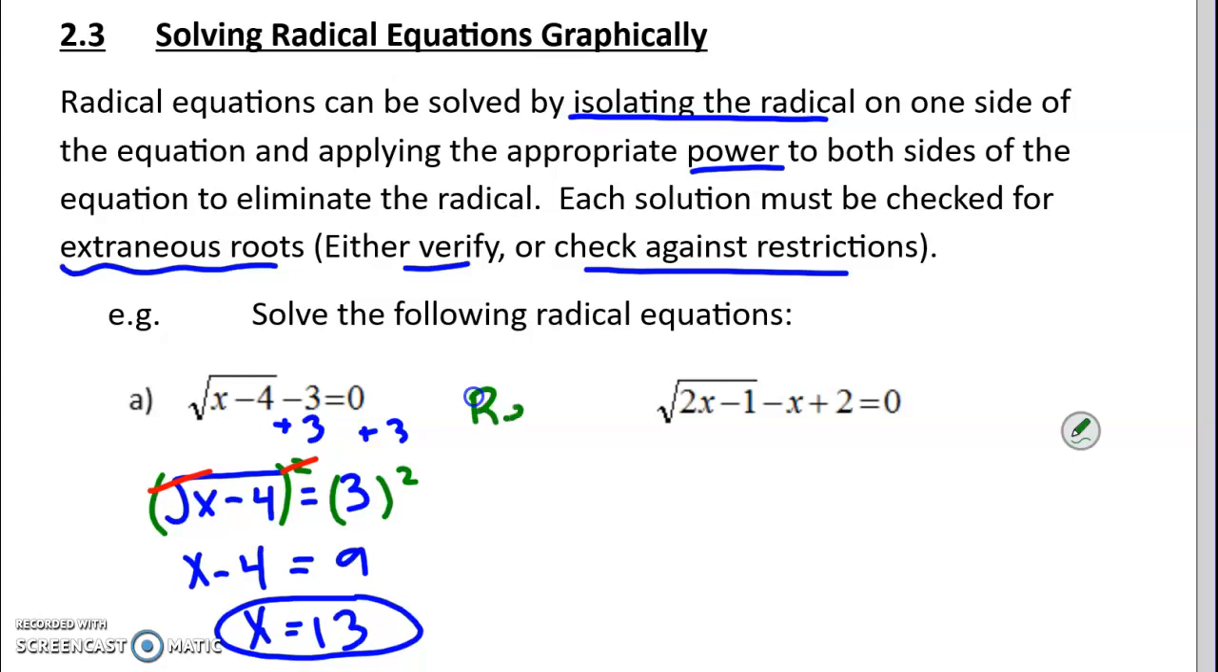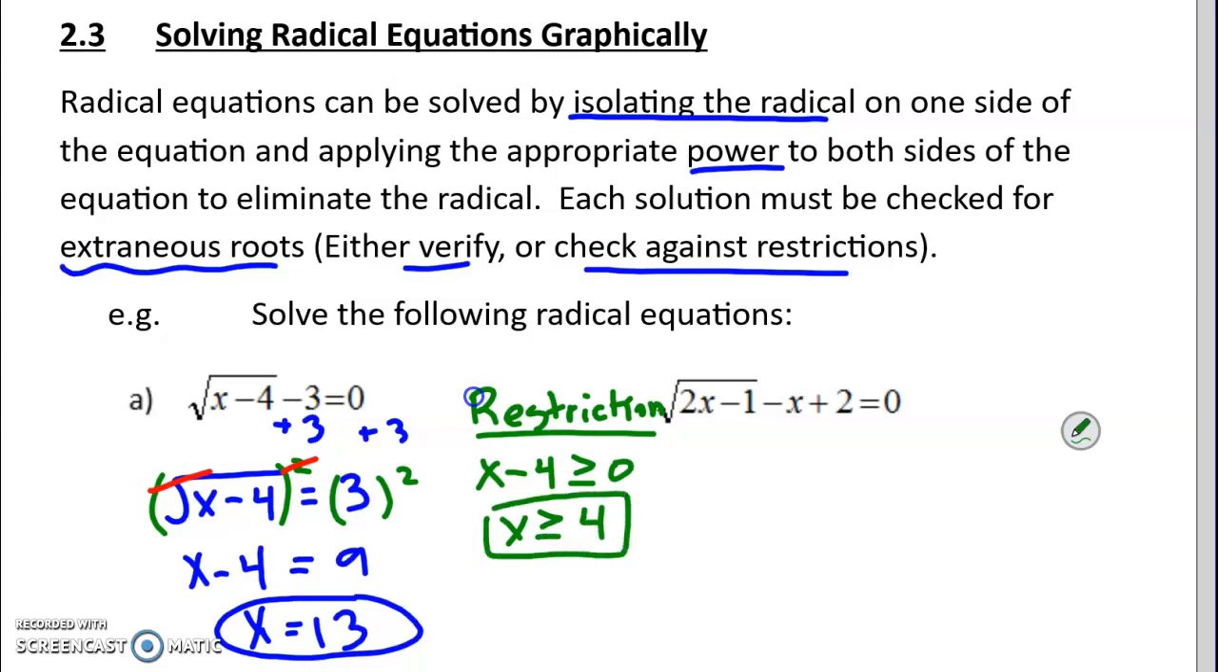Okay, so then we're going to look at restrictions. So the restriction, what are we not allowed to have under a root? Negative, right. So I have to say that the part under the root, so the x minus 4, has to be greater than or equal to 0. The part under the root has to be positive in order for this to work. So all we do then is add the 4 over. So this says that the x has to be greater than or equal to 4. So that would be my restriction. Again, in order for the situation to work, it's going to have to be greater than or equal to 4.